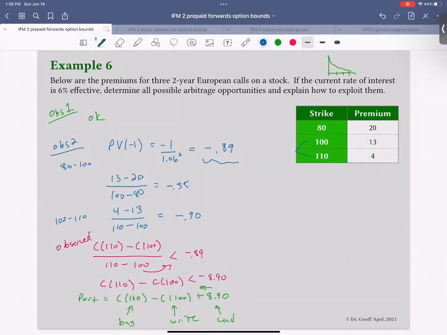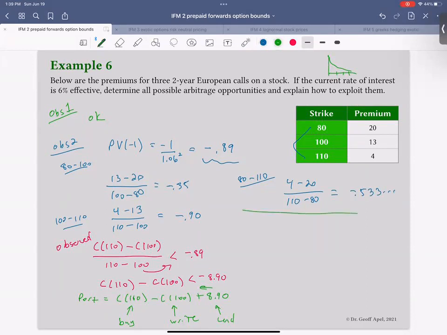All right, I still need to do the 80 with 110. Let me see how that one works out. So the 80 with 110, I've got 4 minus 20 over 110 minus 80. So 4 minus 20 over 30. So negative 16 over 30 gives me negative 0.533, and that one's okay. No problem. And that was observation number 2.